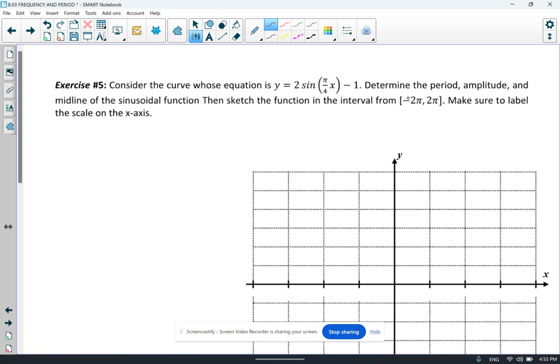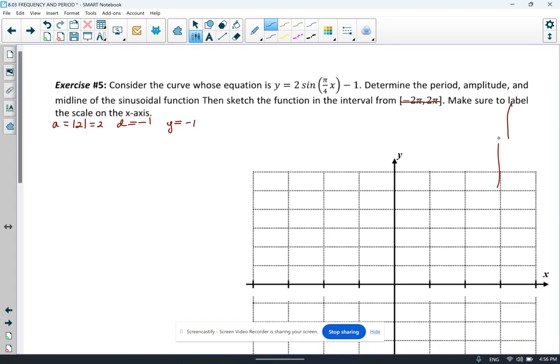And we're going to use the same directions as we just did before, 2 cycles, one to the right and one to the left of the y-axis. So we're going to first pull off the amplitude, and the amplitude is the absolute value of 2, which in this case is 2. The vertical shift is negative 1. And so now I have a midline of y equals negative 1.